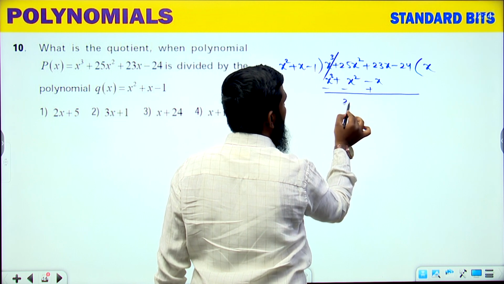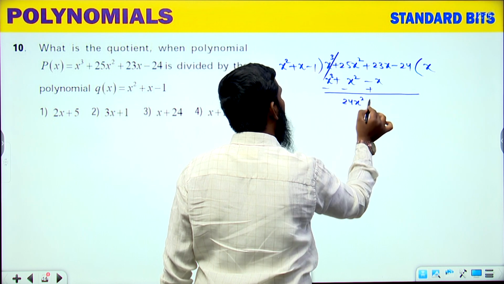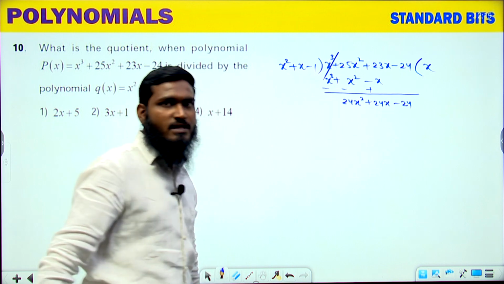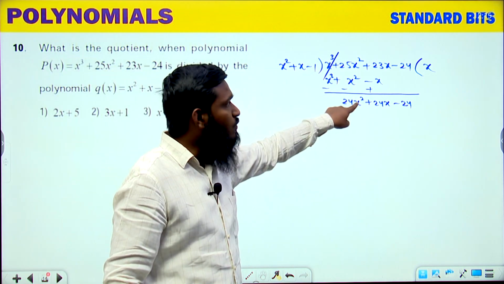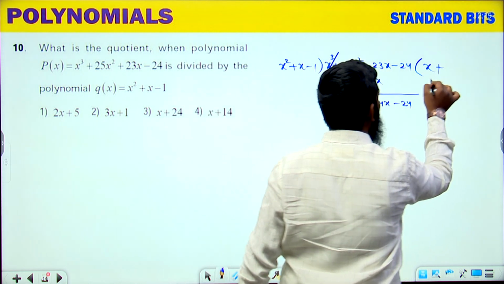25 minus 1 means 24x square. Now plus 23 plus 1 means what? Plus 24x minus 24. Like this we have taken. Now listen carefully. We have x square, so no x is required. What is the sign we have over here? Plus. Plus we have taken.